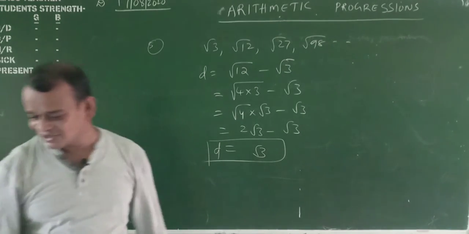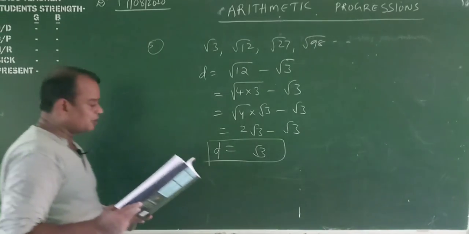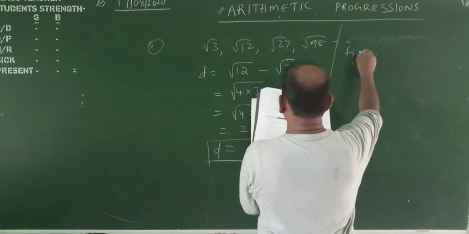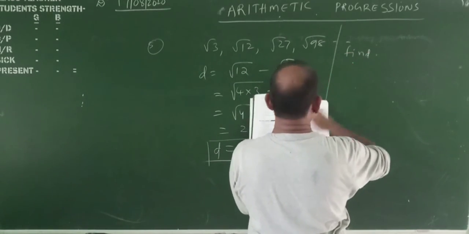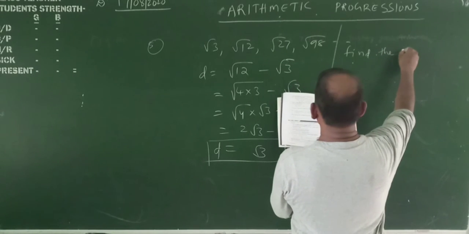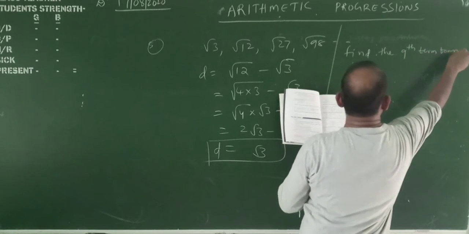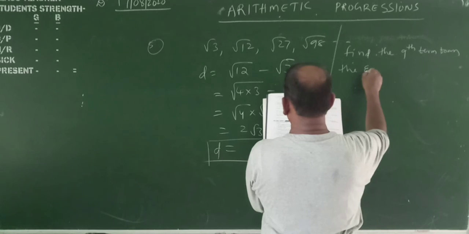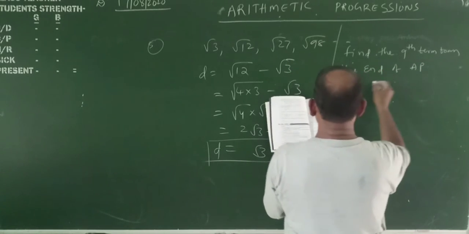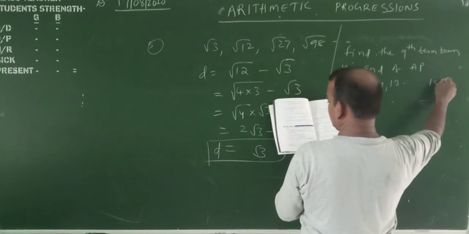Next, we are going to the next question. Find the ninth term from the end of the AP 5, 9, 13, and so on, 185.